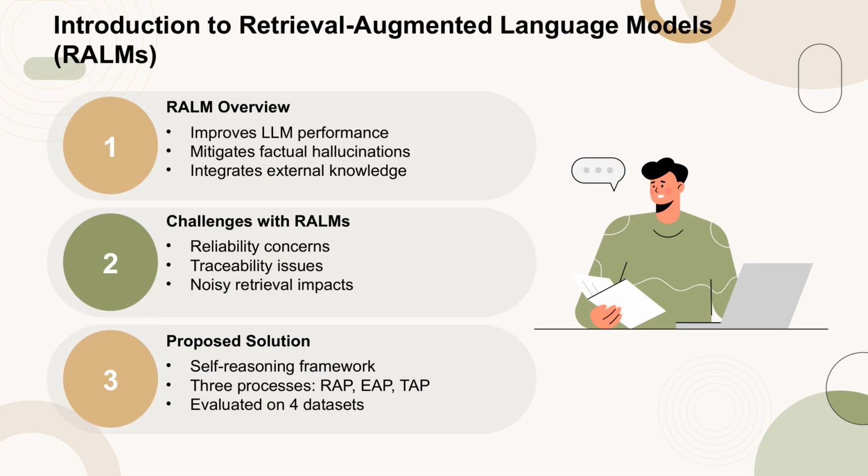The Retrieval-Augmented Language Model, RALM, enhances large language models, LLMs, by incorporating external knowledge during inference, which helps to mitigate factual hallucinations. However, RALMs face challenges such as reliability concerns due to noisy retrieval and traceability issues due to lack of proper citations. To address these, the authors propose a novel self-reasoning framework that includes three processes: relevance-aware process, RAP, evidence-aware selective process, EAP, and trajectory analysis process, TAP. This framework has been evaluated on 4 public datasets, demonstrating superior performance with only 2,000 training samples.